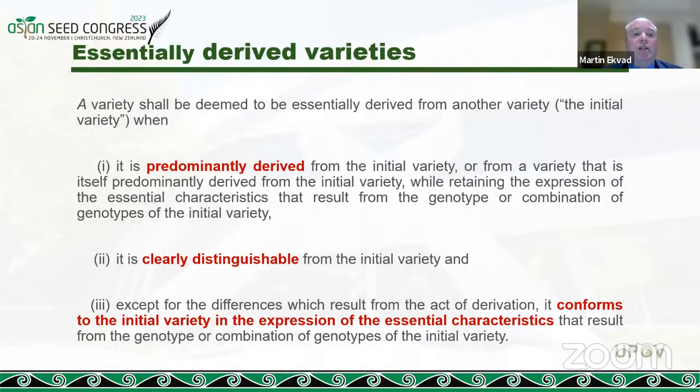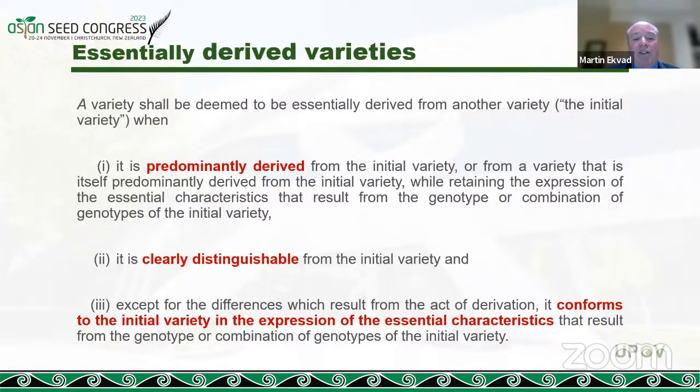So first of all, just a reminder of the definition of essentially derived varieties in the convention. And it states that the variety shall be deemed to be essentially derived from another variety, the initial variety, when it is predominantly derived from the initial variety, or from a variety that is itself predominantly derived from the initial variety, while retaining the expression of the essential characteristics that results from the genotype or a combination of genotypes of the initial variety. Quite technical text, and I will come back to that.